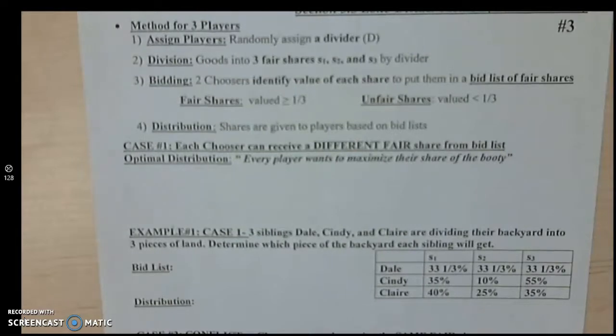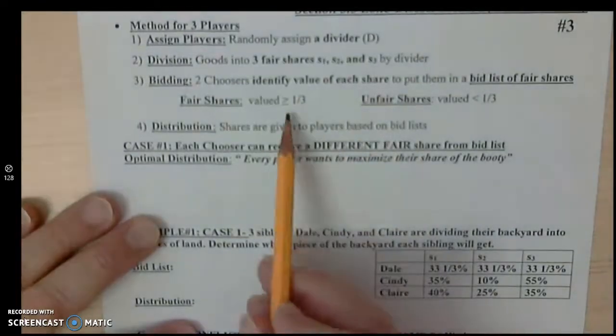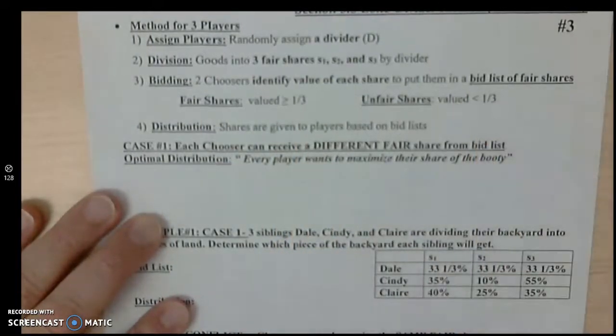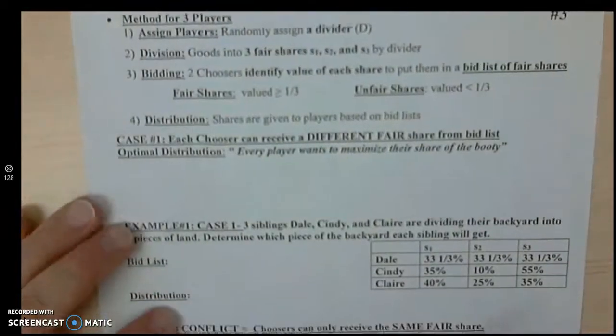Because once again, they have no say in what piece they're going to get. So they want to make sure that the three pieces are all equal in their mind so that they're happy no matter what. And then you're going to have the two choosers. That's where they're going to make a bid on which pieces they want. And that's the whole bidding process. It is deemed a fair share if they have at least 1/3 of the value. If it is less than 1/3 of the value, then it would not be a fair share, right?